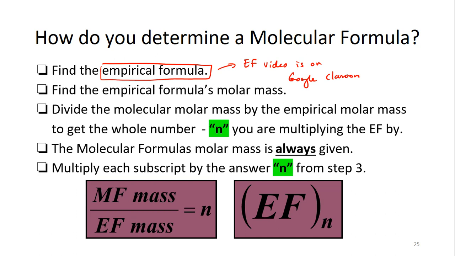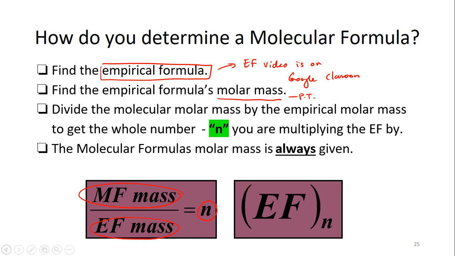Then, the next thing you do is you take the empirical formula that you found and then you take its molar mass. And how do you find the molar mass? You use your periodic table. You add up all the masses from the periodic table. Then you divide the molecular formula's molar mass by the empirical formula's molar mass to get a whole number, n.